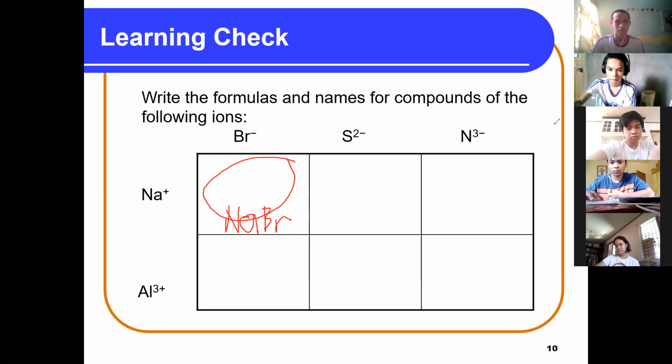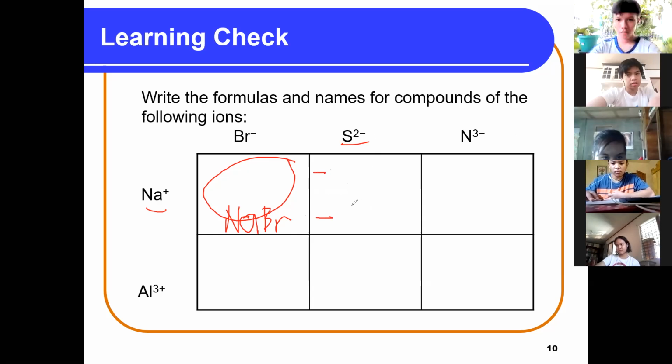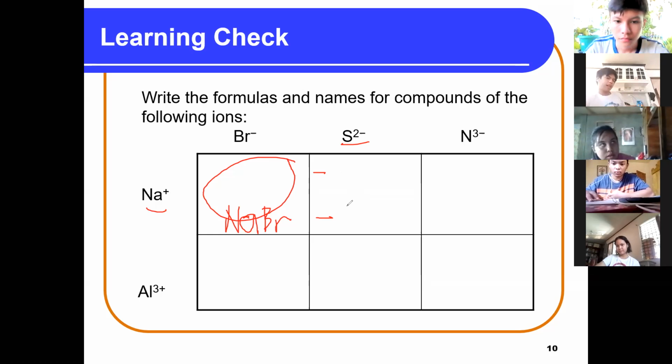Let's proceed with Carl Jacob, sodium and sulfur. What will be the name? Sodium sulfuride. It's not sulfuride. Sulfide, not sulfuride. Sodium sulfide. Okay? Again, what is the name? Sodium sulfide. And give me the molecule name, formula. Correct, NaS.